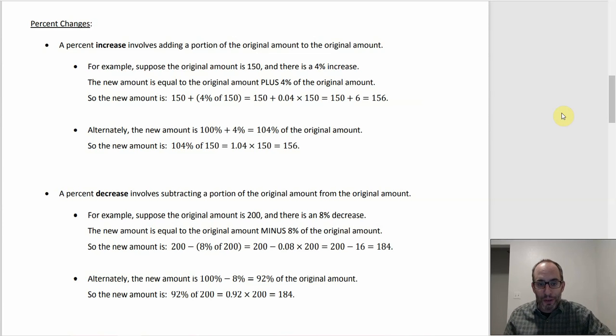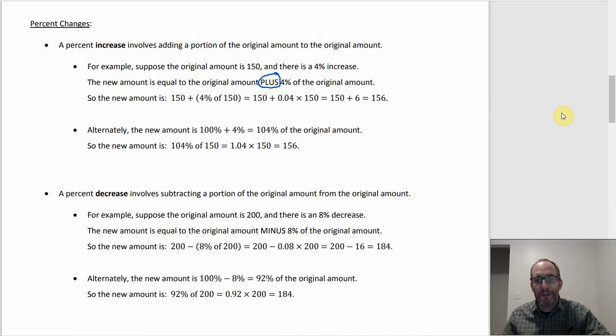So just to have a basic example of how this works with no context or anything, if the original amount's 150 and there's a 4% increase, then what you do is you figure out what 4% of 150 is, and then you add that to 150. So like it says there, the new amount is equal to the original amount plus 4% of the original amount, plus because it's an increase, right? So increase is a plus, decrease is a minus. So the new amount, if you look at what I've got, the original amount, the 150, and then plus the increase, right?